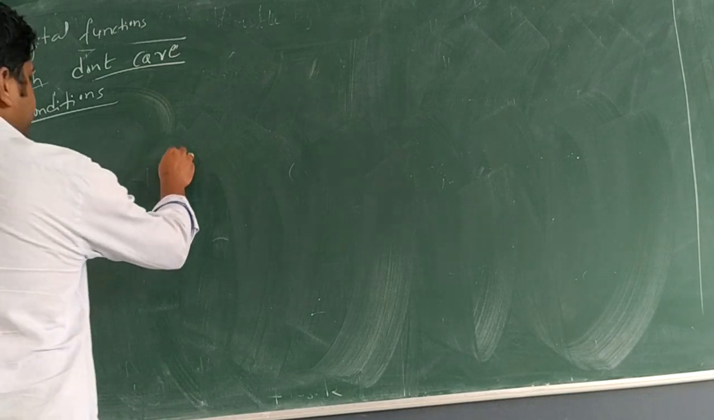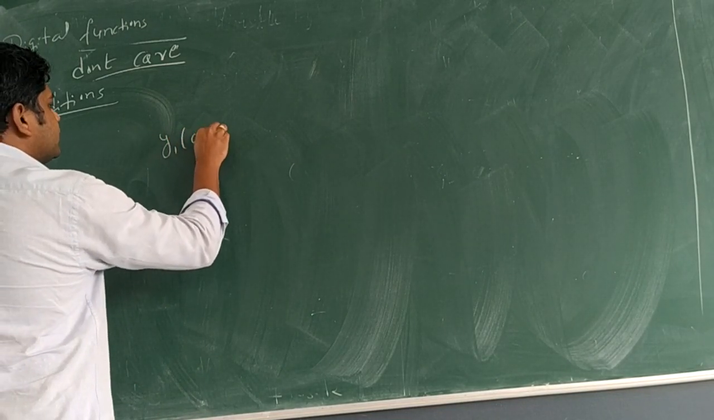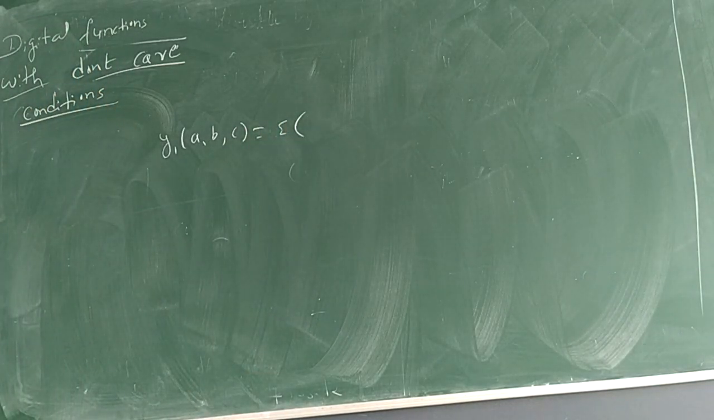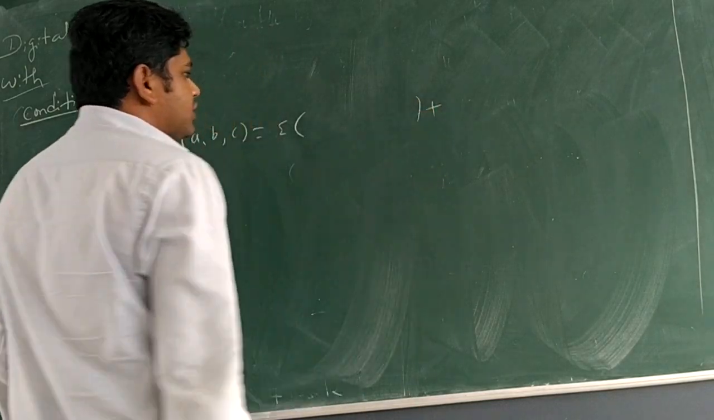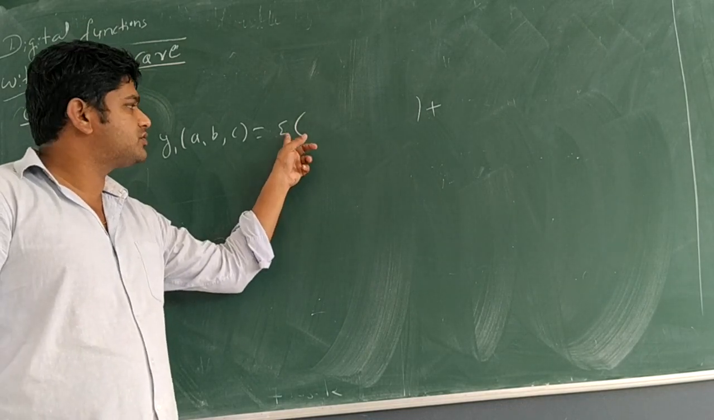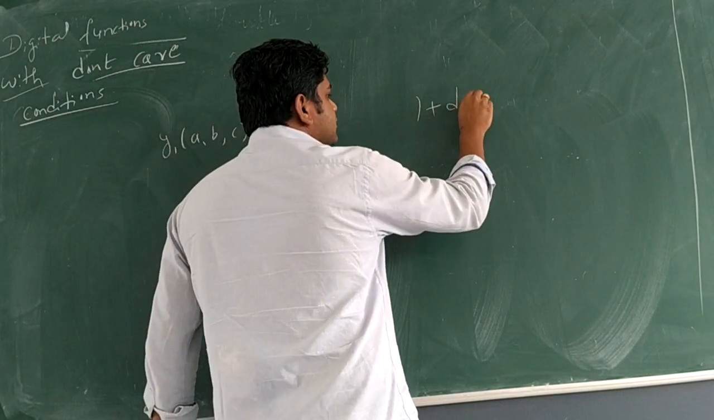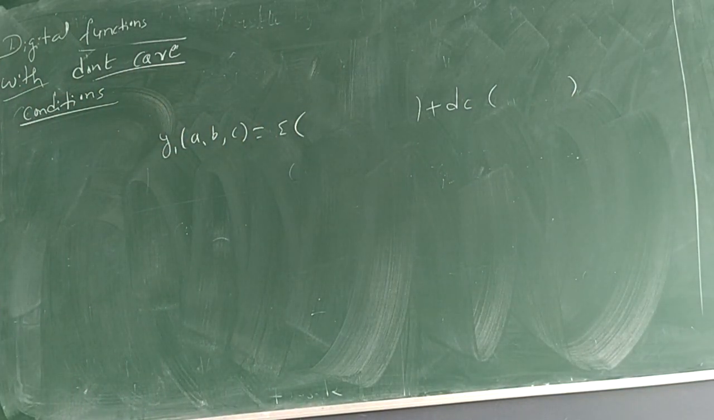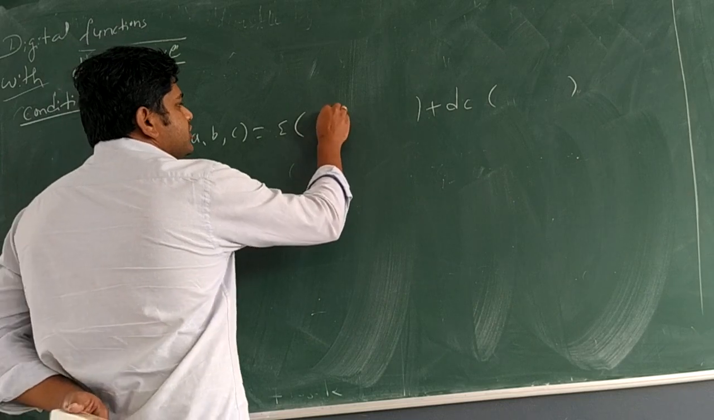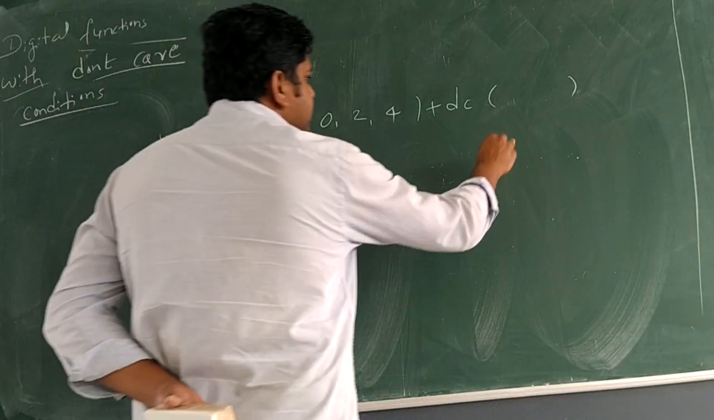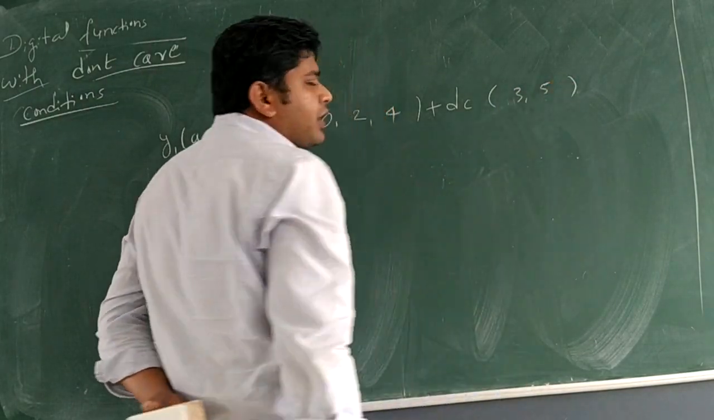Now let's write: Y1 is a digital function with SOP, or summation of min terms. And we will write a second set from now onwards, that means the DC set, which means don't care conditions. Let us take 0 to 4 in the summation set. Here I will take 3 and 5 as don't cares.